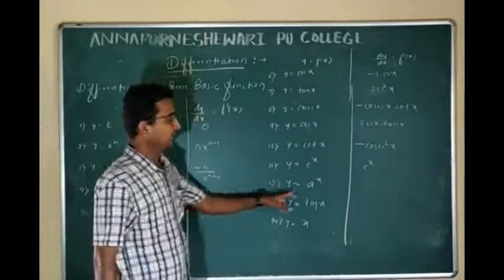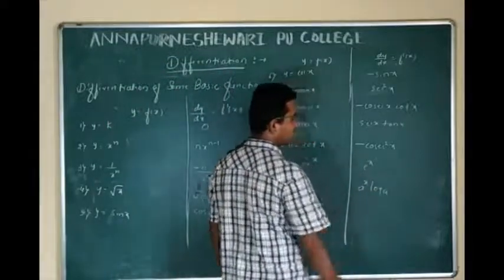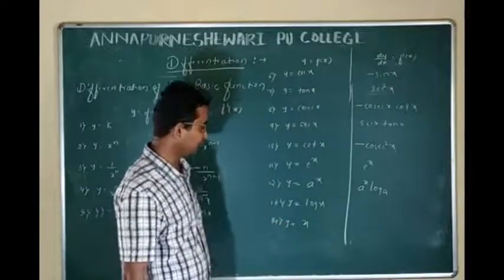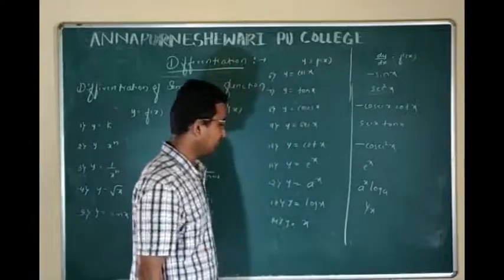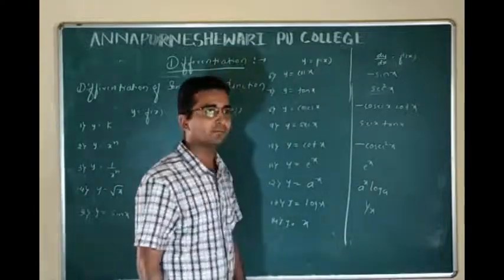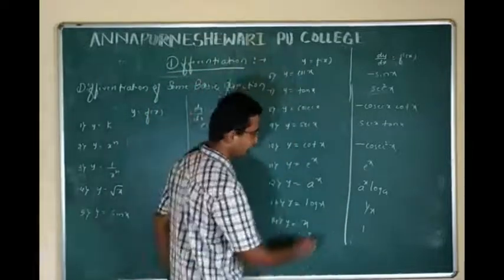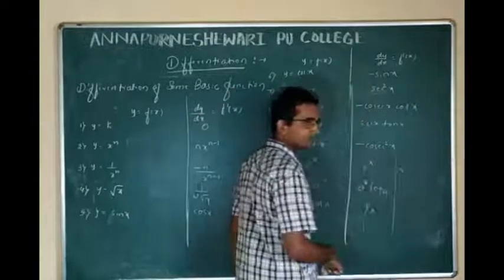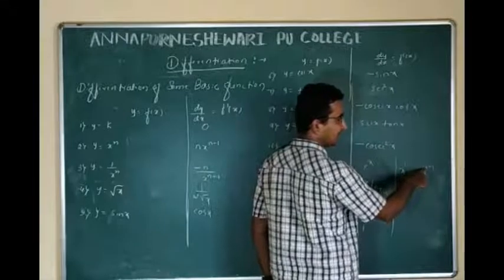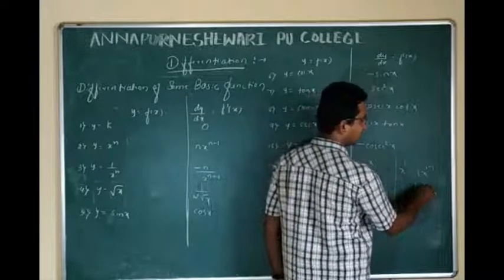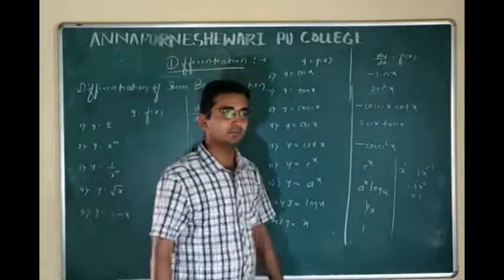Okay. Then what is the differentiation of a raised to x? A raised to x log of a. Then what is the differentiation of log x? That is 1 divided by x. Then what is the differentiation of x? That is 1, because this is in the form x raised to n. Look here, this is x raised to 1. n into x raised to n minus 1, that is 1 into x raised to 0, which is 1 into 1, again 1. So the differentiation of x is 1.